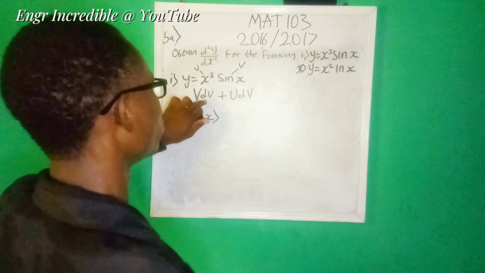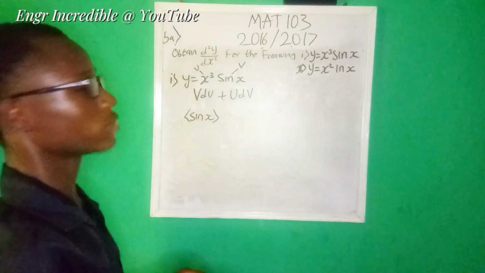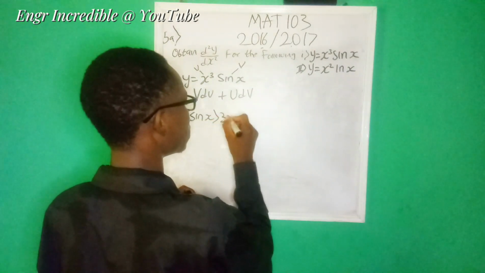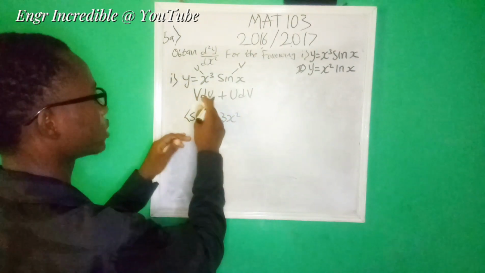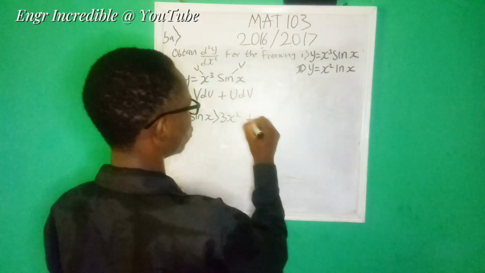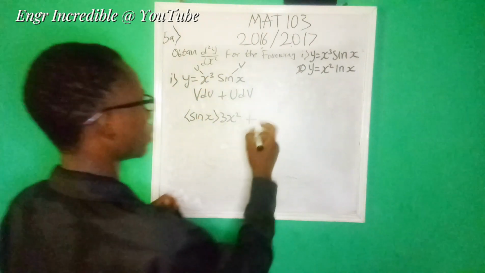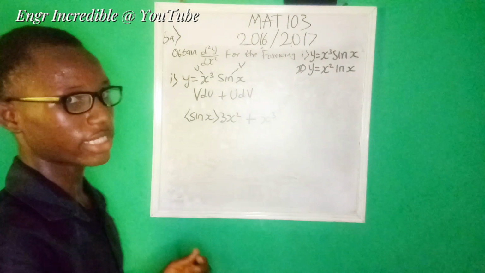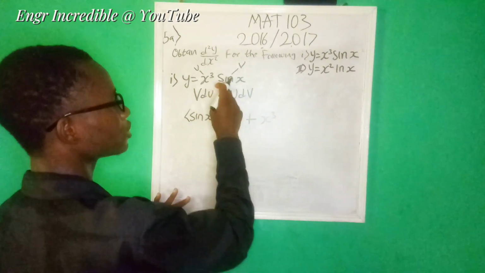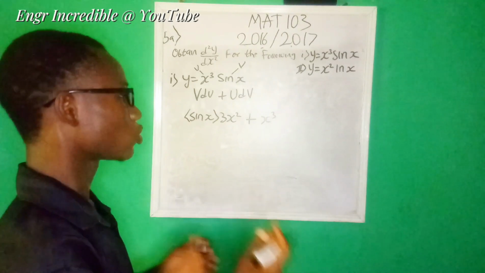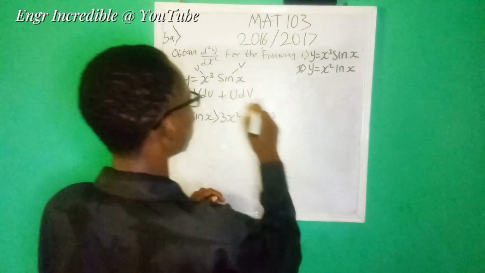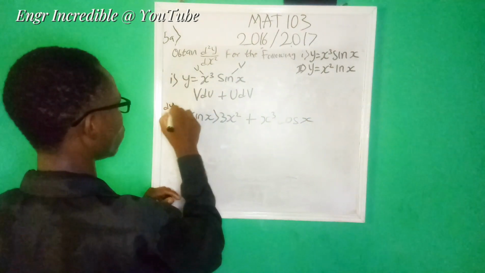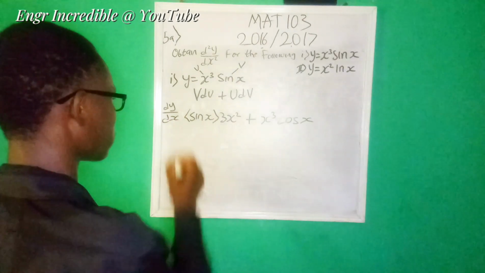Times, what is our du? Du is the differentiation of x cube. Now when we differentiate x cube, it will be 3x squared. That means our du dx is equal to 3x squared, then plus our u, which is equal to x cube, and our dv. Differentiation of sin x is equal to cos x. So we have x cube times cos x. So this is the dy dx.